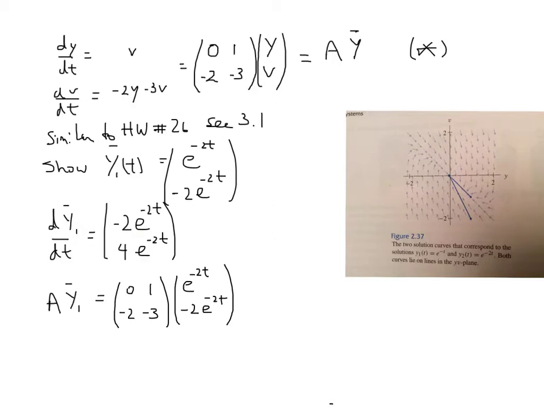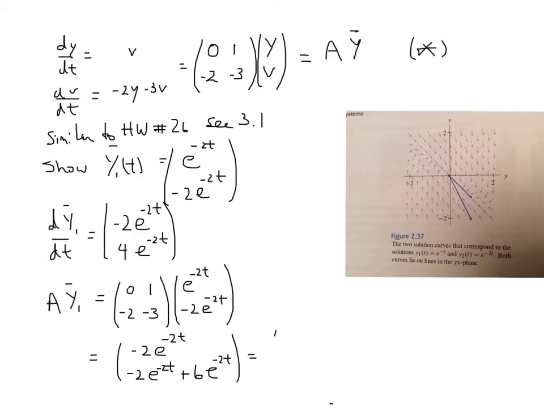And when I do the matrix multiplication, I get, so I take this row times this column, the 0 multiplies this term, and the 1 multiplies this term, and I end up with just a negative 2e to the minus 2t. And then on the second row, the minus 2 multiplies this term, the minus 3 multiplies this term, and I get a minus 2 e to the minus 2t. A minus 3 times a minus 2 is a positive 6 e to the minus 2t.